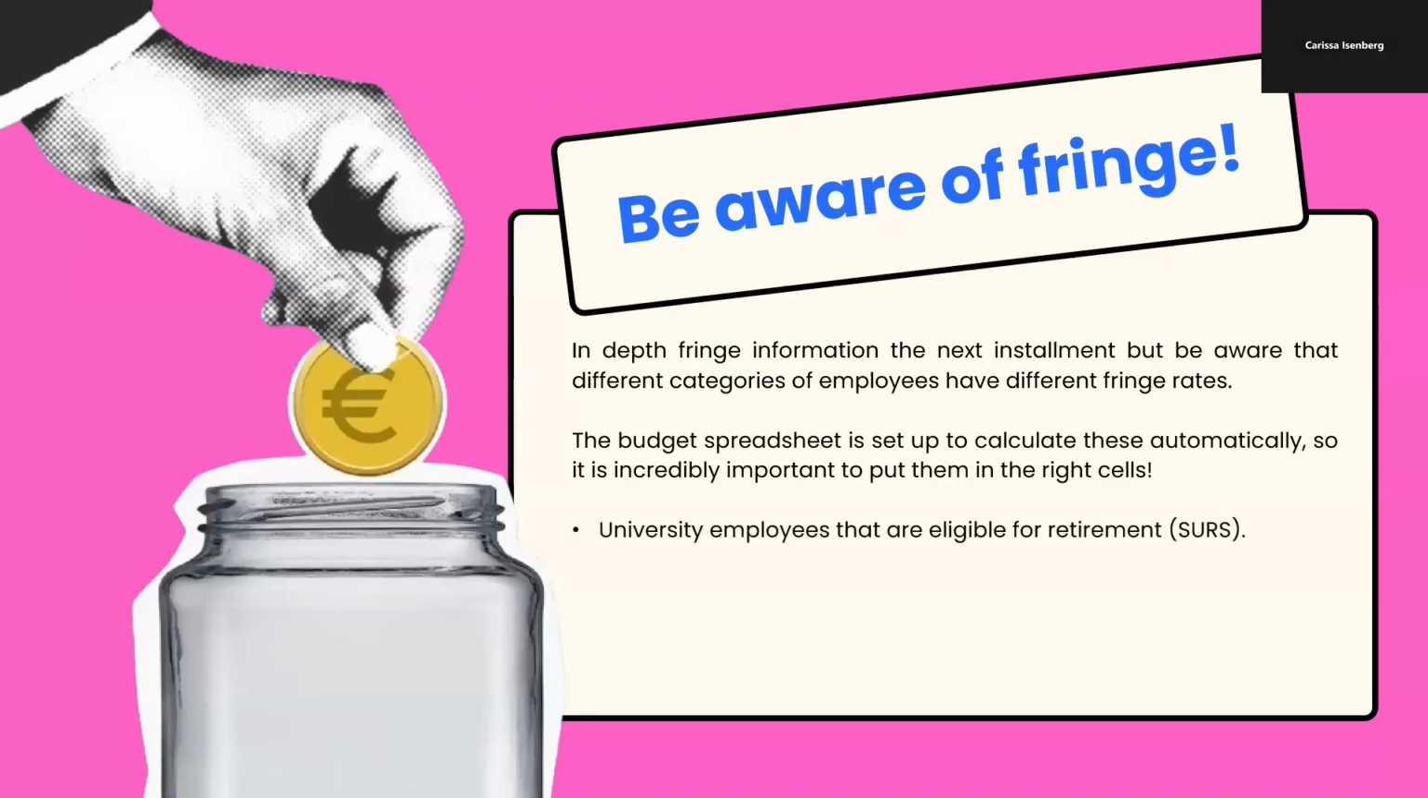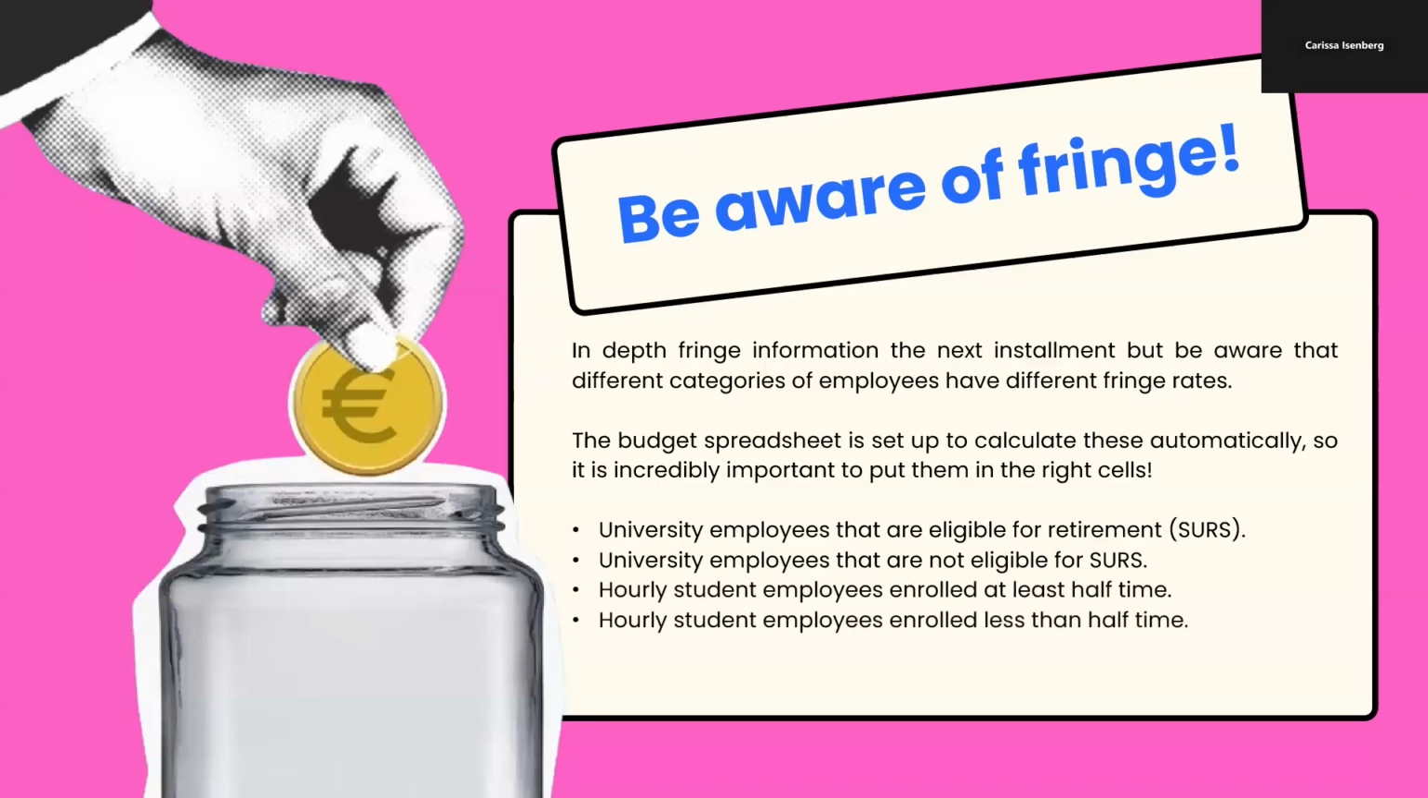University employees that are eligible for retirement, whether they sign up for it or not, if they are eligible, that is charged one rate on sponsored programs. It is the highest rate. Employees that are not eligible for retirement, that is a lower rate that is calculating in the budget. Hourly students, when you employ them, their fringe or their benefit rate is based on their enrollment. So if they are enrolled at least half-time, it is a different fringe rate than if they are enrolled less than half-time. And then graduate assistants, I believe, are at the same rate as hourly students enrolled at least half-time.